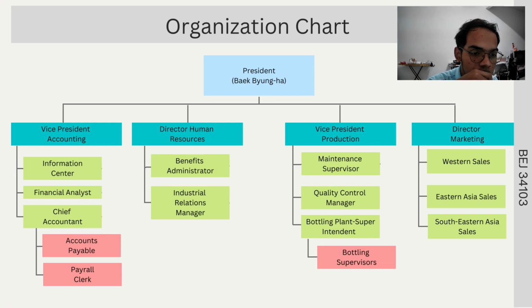Next, for the vice president production, there are the maintenance supervisor, quality control manager, bottling plant superintendent, and under that there is the bottling supervisor. And the last one is director marketing. There are Western sales, Eastern Asia sales, and the last one South Eastern Asia sales.